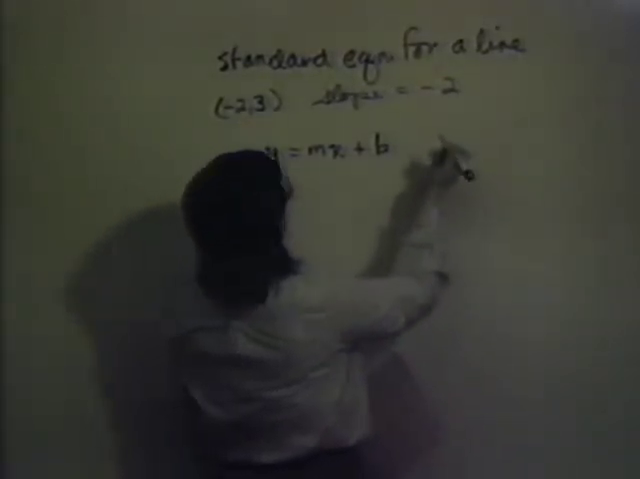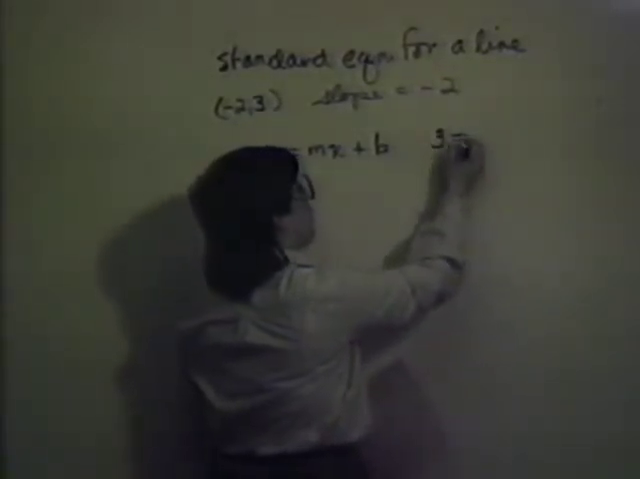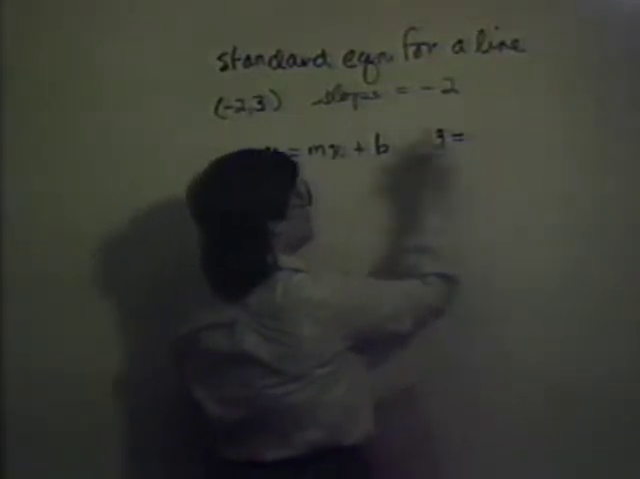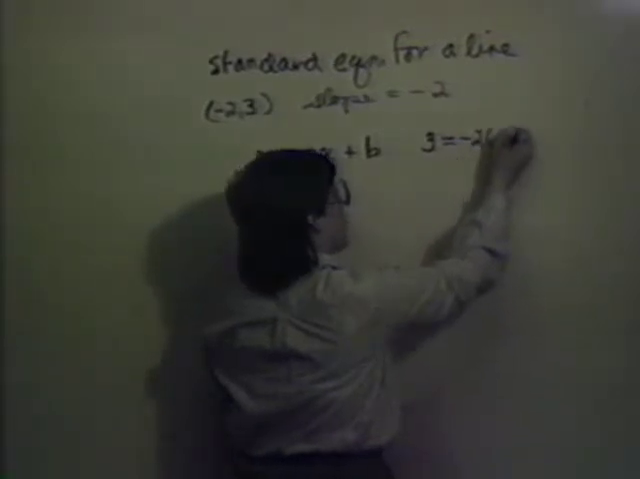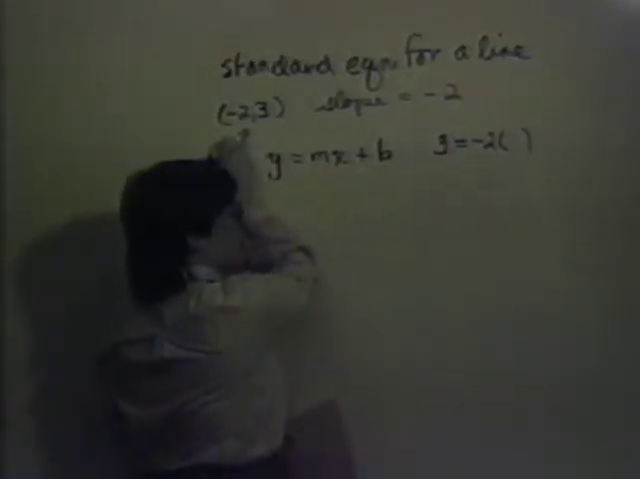So we'll put 3 in here for y, and it equals, what's our slope? Negative 2. Great, negative 2 times, and what's one of our x's that we know of?